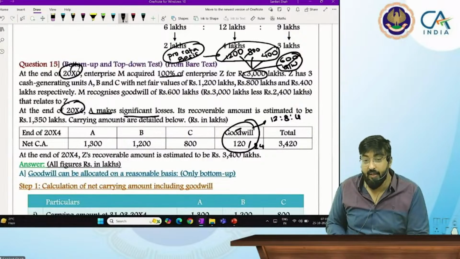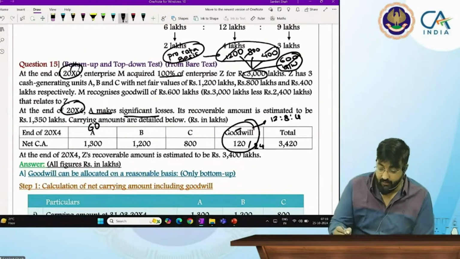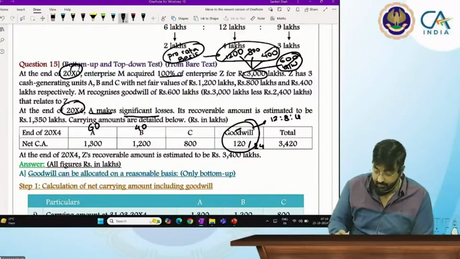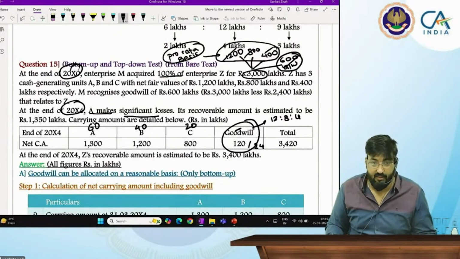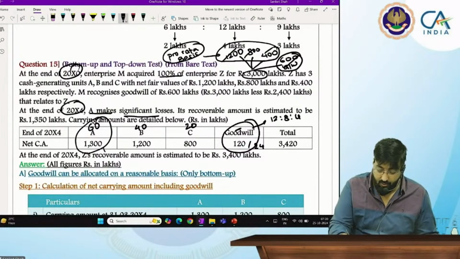120 divided by 24, then into 12. 12 is equal to 8, and then 4. Do not press any multiplication sign. Do you know the Calci shortcut? Yes, sir. So what is the total?